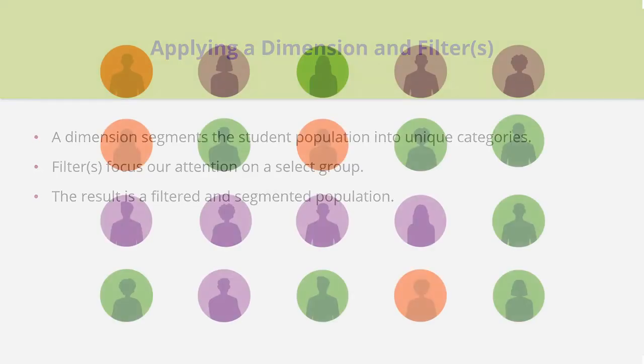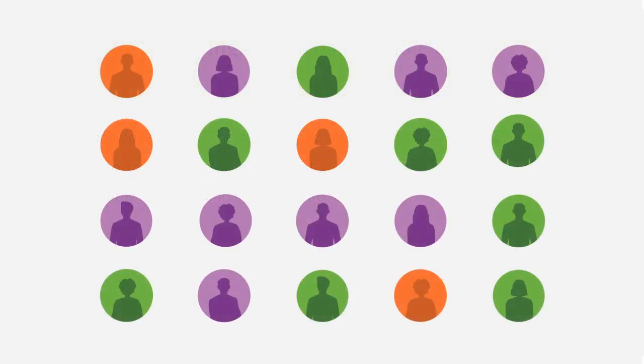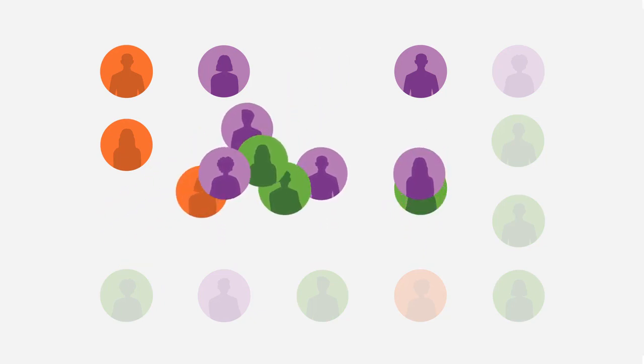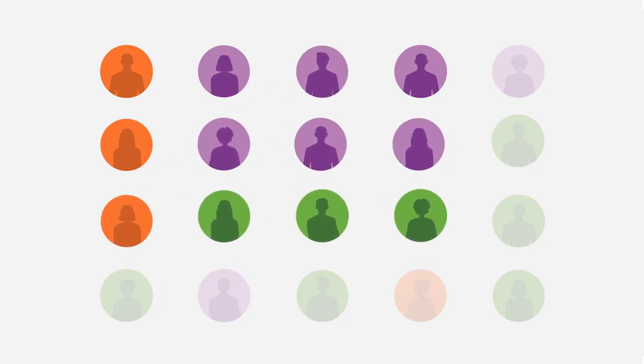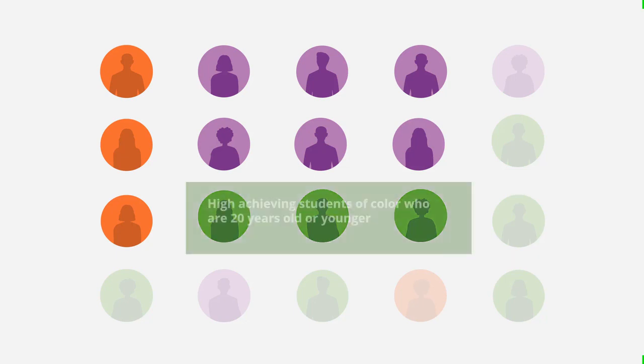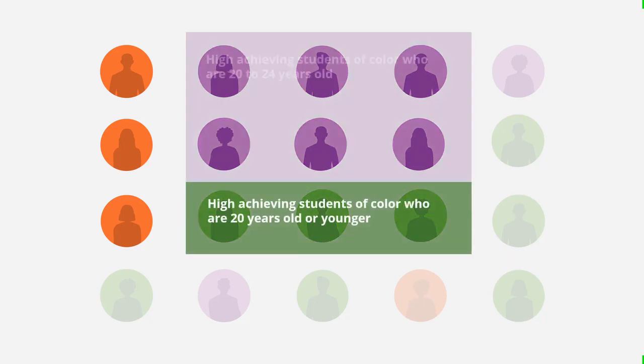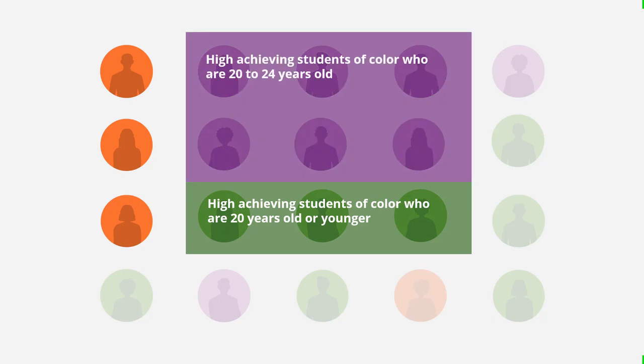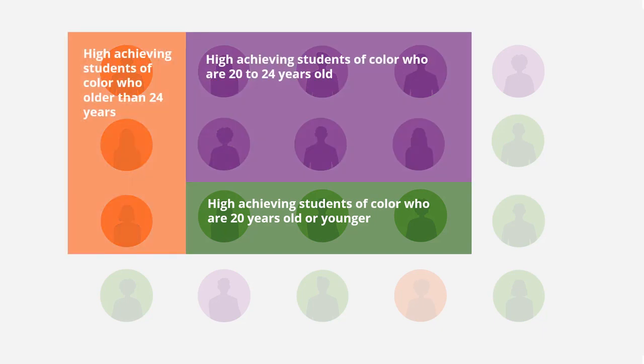For example, if this represents our first-year student population and we want to study the impact of age on high academically performing students of color, then we would filter out white students and students whose GPA was less than 3.0. Then we would add the age group dimension. This would segment our high-performing students of color into three groups: those who are younger than 20 years old, those between 20 and 24 years old, and those older than 24.